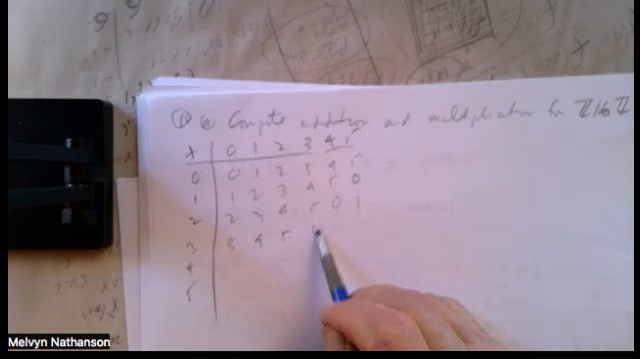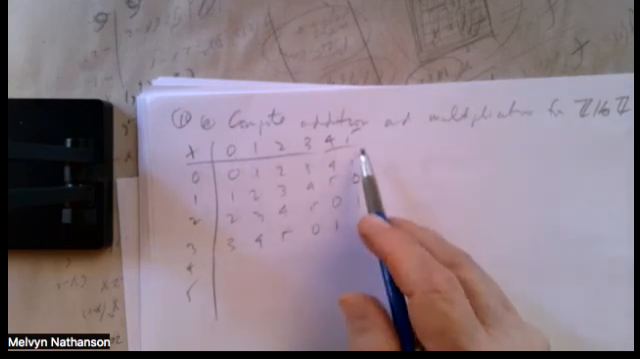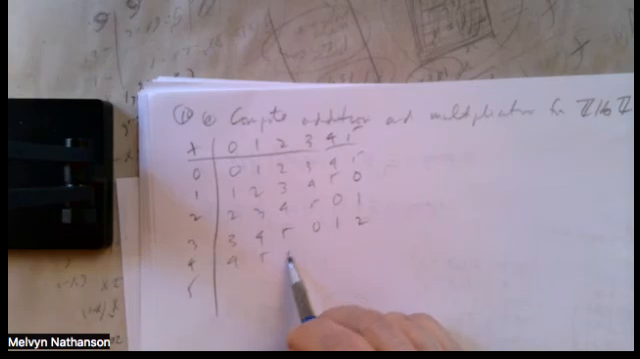3 plus 3 is 0. 3 plus 4 is 1. 3 plus 5 is 2 mod 6. So if you work out the addition table, this is the addition table modulo 6.